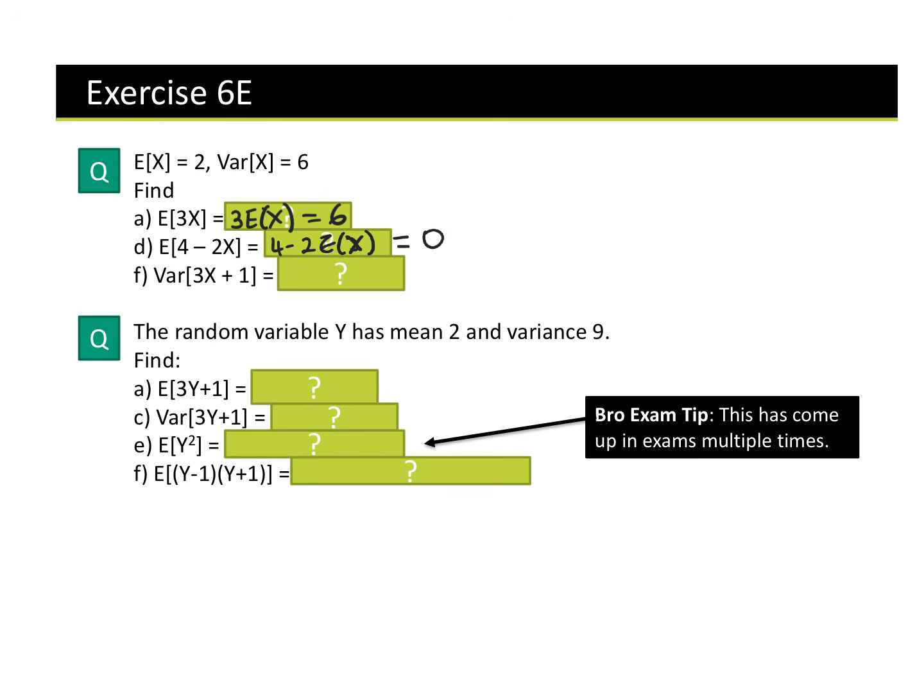And then for the last one, we've got the variance of 3x plus 1. We know this is exactly the same as 3 squared lots of the variance of x, which is 9 times 6, which is 54. And then for the second one again, I'm going to do the exact same, and we should get 81.